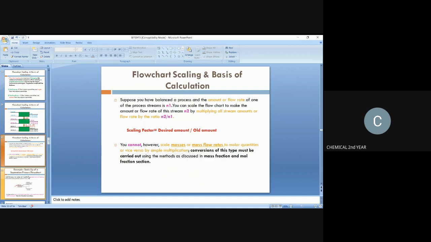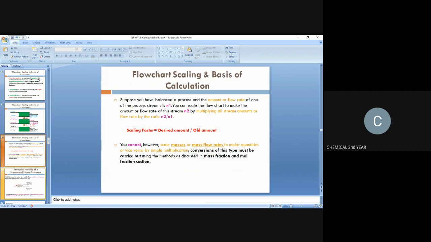Suppose you have balanced a process and the flow rate of one of the process streams is N1. You can scale the flowchart to make the flow rate of that stream N2 by multiplying all stream amounts or flow rates by the ratio N2 over N1. The scaling factor is equal to the desired amount divided by the old amount.